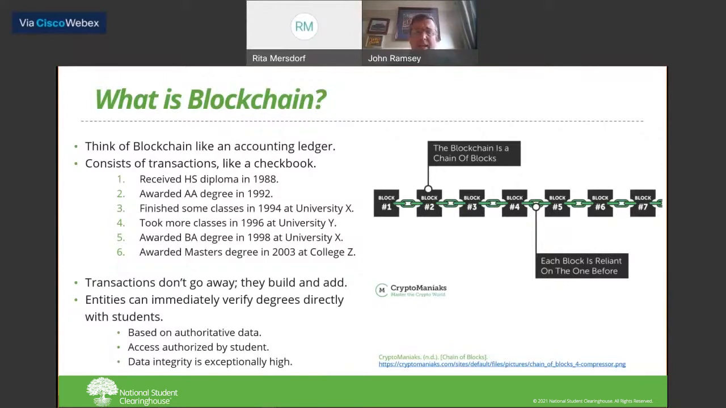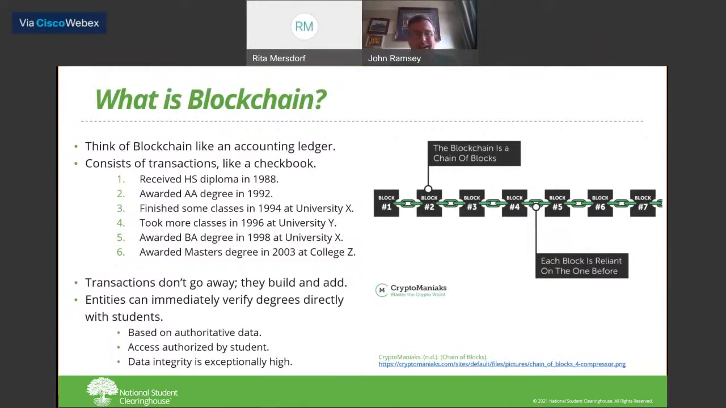Think of blockchain like an accounting ledger. Every action is recorded. Once something happens, it can never be removed from the ledger. Or think of it like a checkbook. Every withdrawal or deposit is an action. You can't undo an action. So if I'm given $500, nobody can change the fact that I was given $500, and that could become block one. And if I decide to give away $200, you can't undo the fact that you gave away $200, and that really becomes block two. And that builds a transactional history of authoritative data over time.